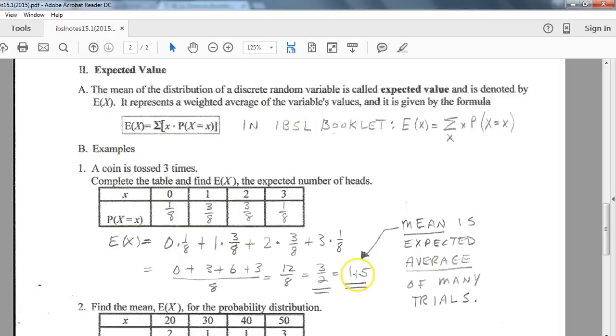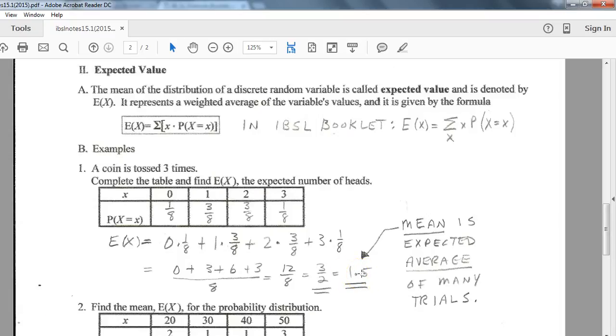Notice on this one I get 1.5. So what they're saying is if I really tossed a coin 3 times, the expected number of heads is 1.5. Obviously this is theoretical, not experimental. You can't get half of a heads if you toss a coin 3 times. So this is just a theoretical result.